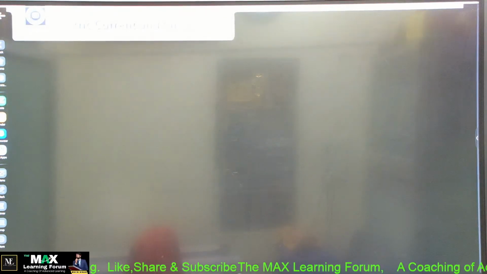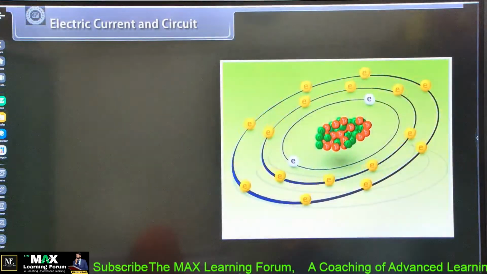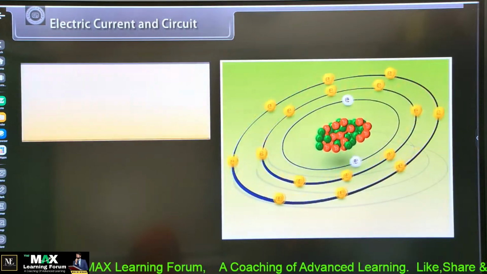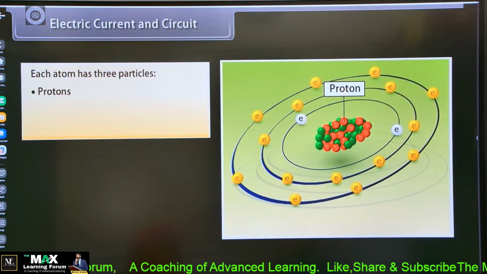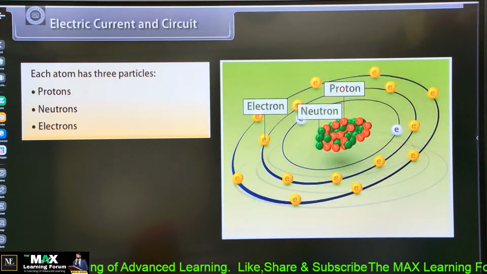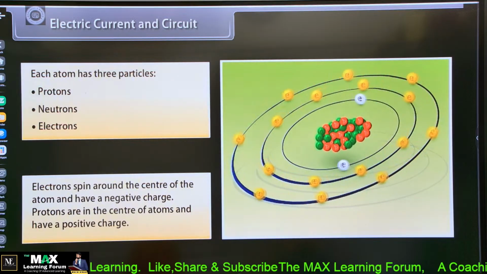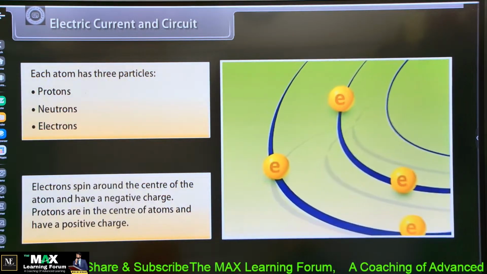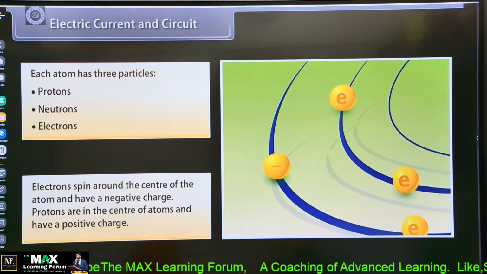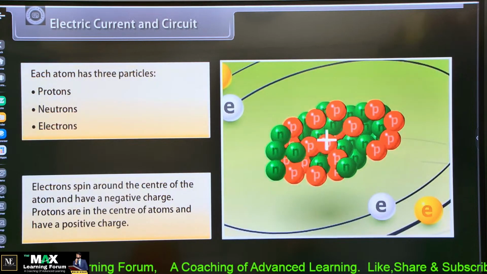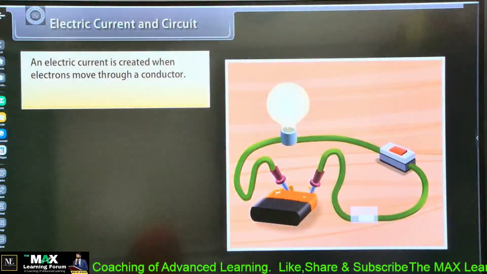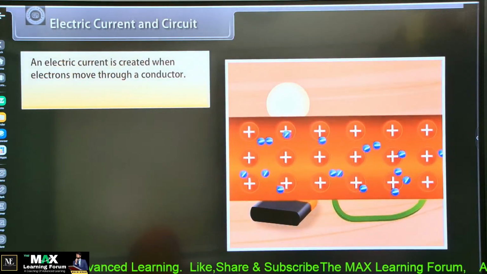Electric current and circuit. All things around us are made up of atoms. Each has three particles: protons, neutrons, and electrons. Electrons spin around the center of the atom and have a negative charge. Protons are in the center of atoms and have a positive charge. An electric current is created when electrons move through a conductor.